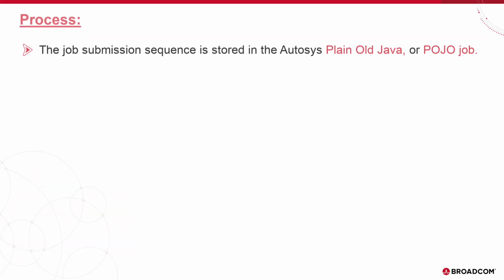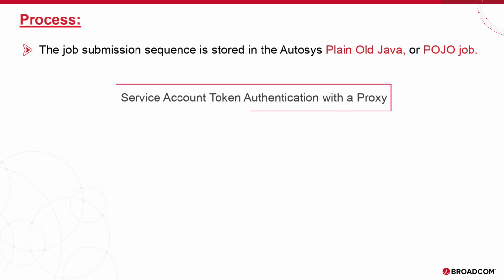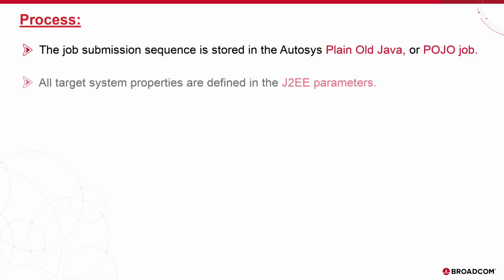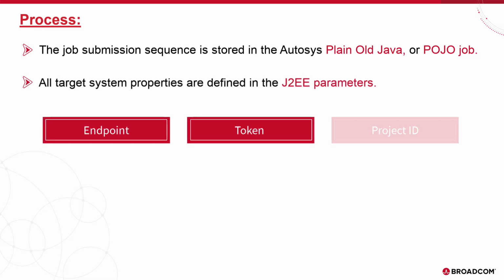The job submission sequence is relatively simple because all job definition properties are stored in the AutoSys plain old Java, or POJO job. We will use the service account token authentication with a proxy for this demo. All target system properties, including the endpoint, token, project ID, and other execution parameters, are specified in the J2EE parameters. These parameters may vary depending on the authentication method used.